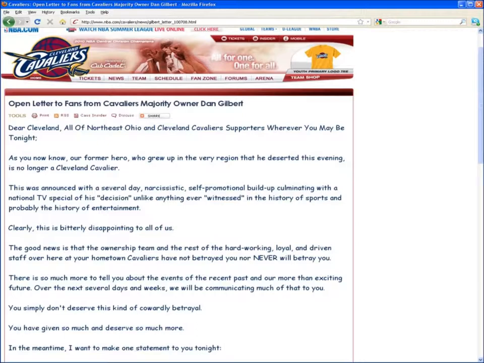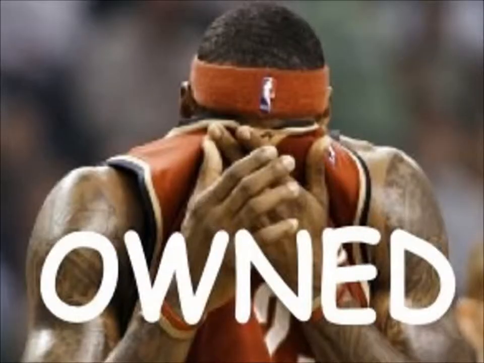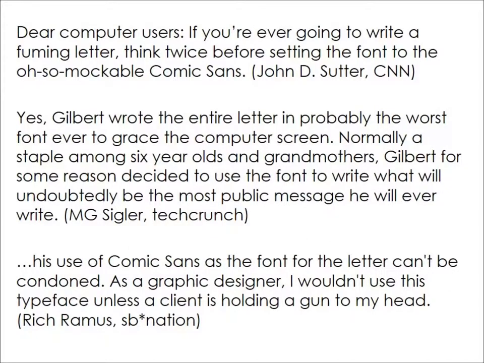This is rhetorically powerful language. It engages logos, ethos, and pathos. But you know what many people responded to almost immediately? Not the emotion or the passion underneath this letter. Probably the most public document Dan Gilbert has ever written. They responded to and commented on the fact that the letter was written in Comic Sans.